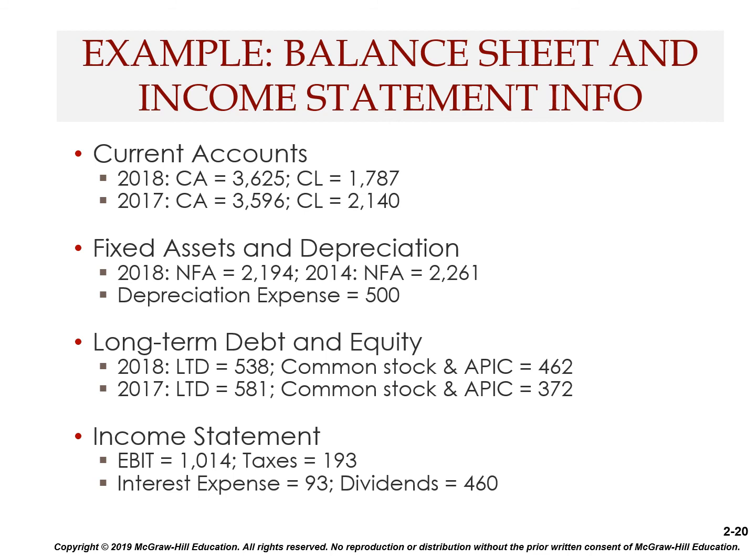The next is net working capital, which is the difference between current assets and current liabilities as of the end of the year. So at the end of the year, our current assets are 3625 and our current liabilities 1787. So 1838. Our net working capital at the beginning of the year is the 3596 minus the 2140, or 1456. So 1838 minus 1456, 382.